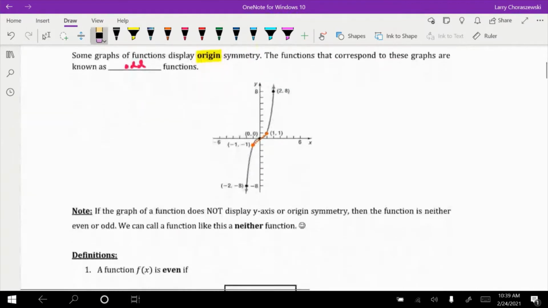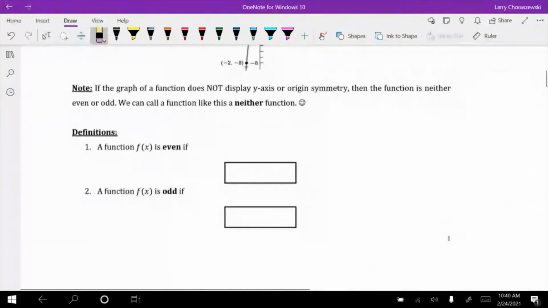Now I'm going to give you an analytic way of defining functions that are even and odd. But just in case anybody's wondering, are there functions that don't have either type of symmetry? The answer is yes. Those functions that don't have y-axis or origin symmetry, in other words, functions that are not even and are not odd, we just call neither functions.